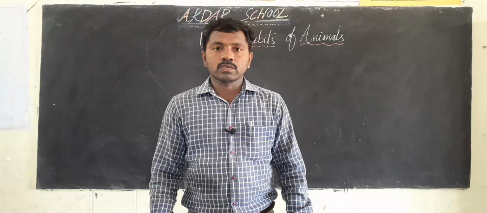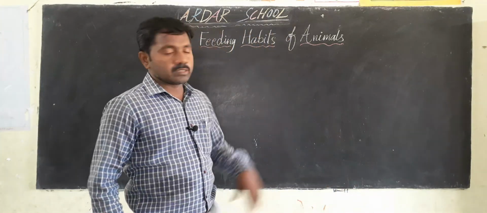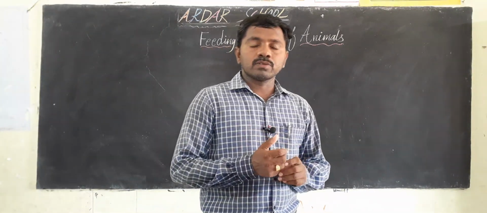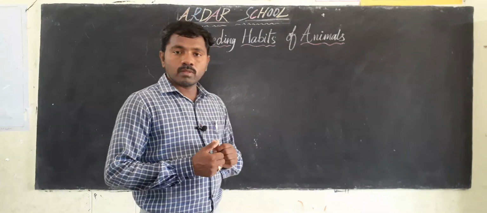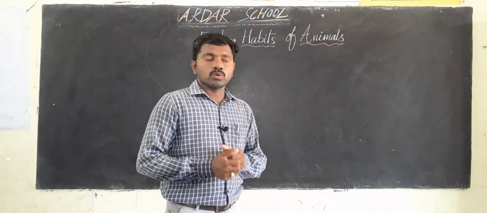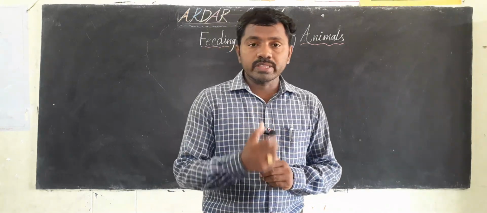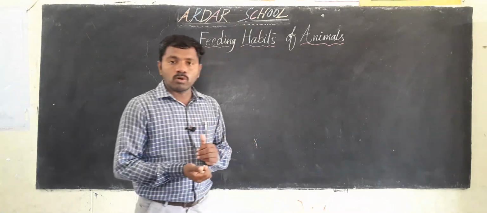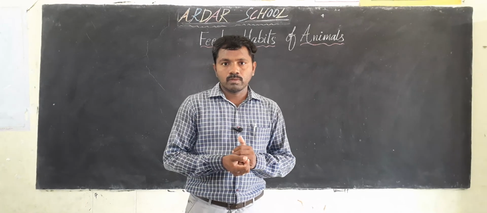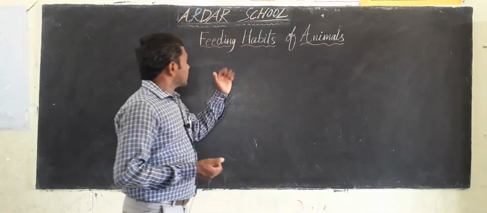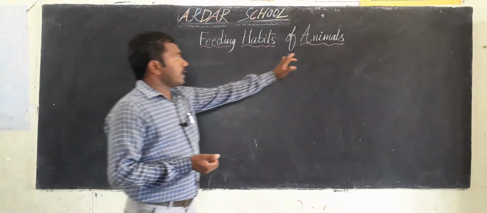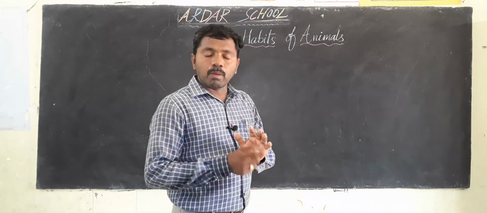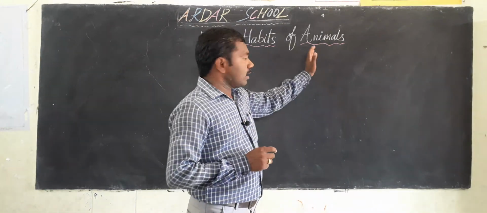Today we are discussing the feeding habits of animals. Last year in second class we discussed food. You already learned about food. So what living things need food? Because of growth and development, all living things need food. Animals are also living things. What are the living things? Plants and animals.